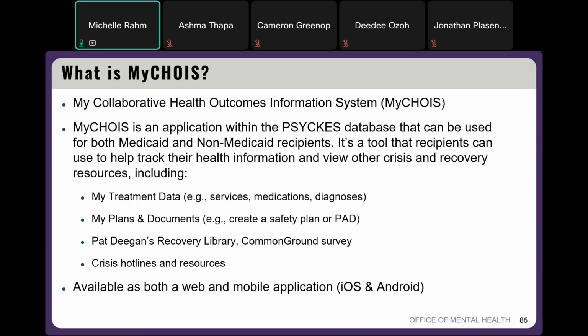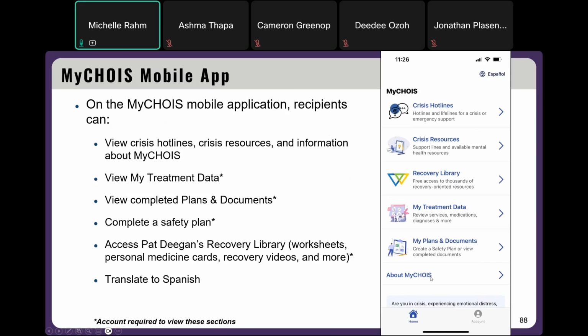And then very briefly, just to touch on MyCHOIS, it's the recipient-facing version of PSYCKES. So this is where, and I'm just going to jump to what our mobile app looks like, clients can actually download the MyCHOIS app and have quick free access to crisis hotlines, crisis resources. If they get an account, which is created by you as the provider in MyCHOIS, once they create that account, they can actually access the recovery library, which has thousands of recovery-oriented resources.